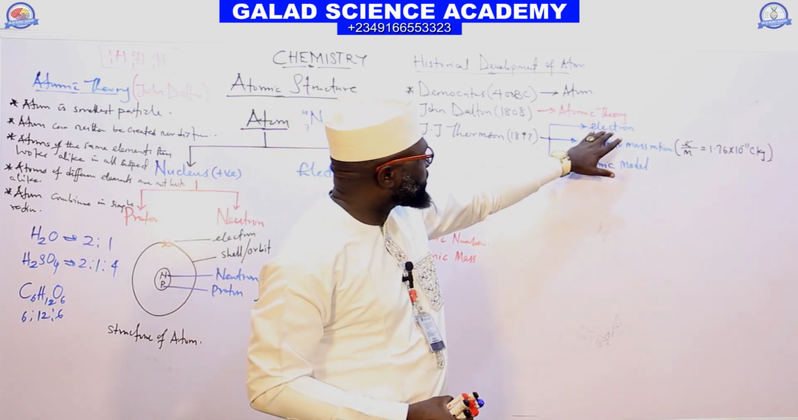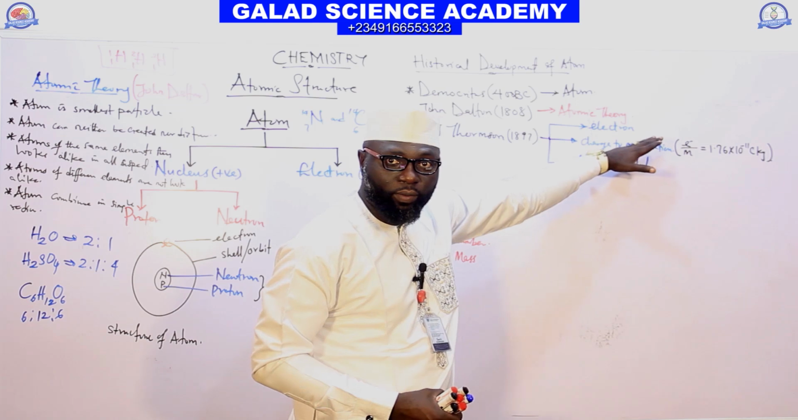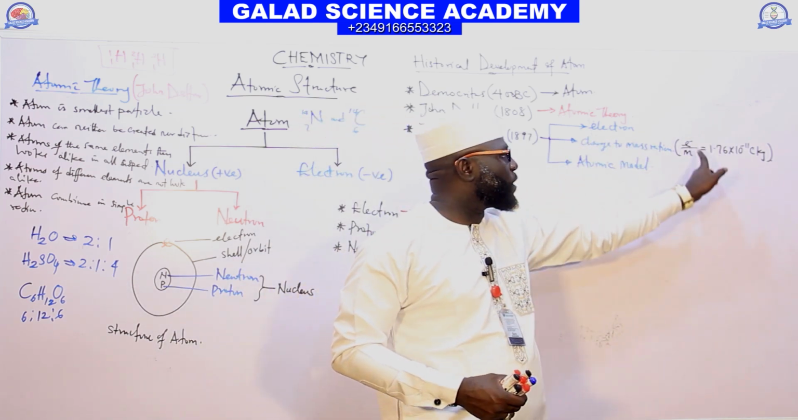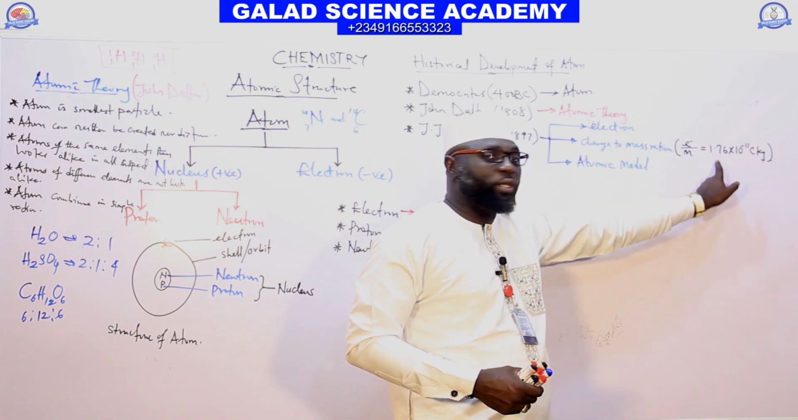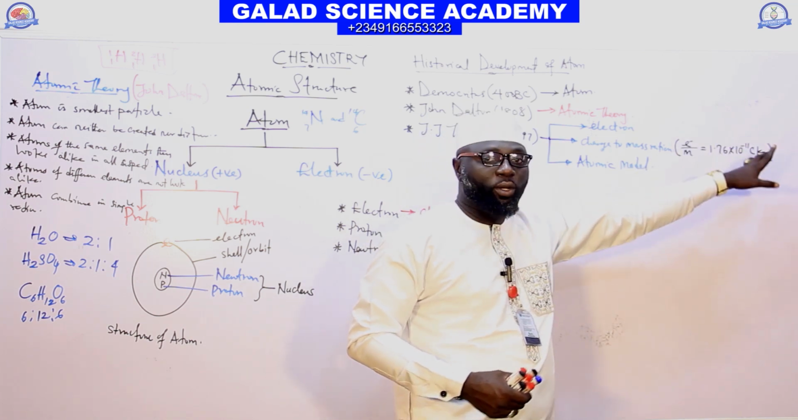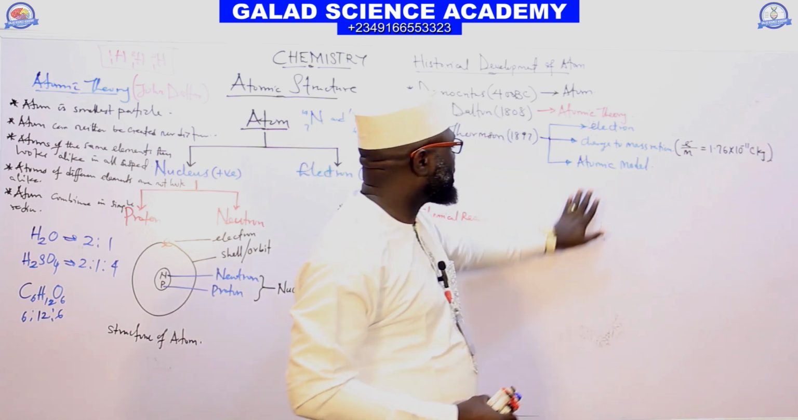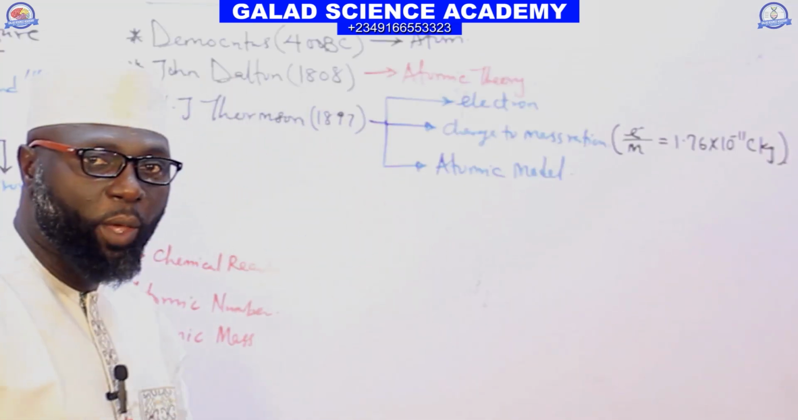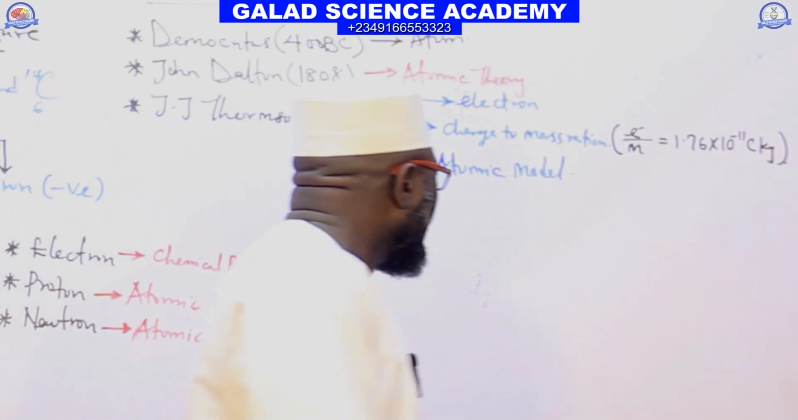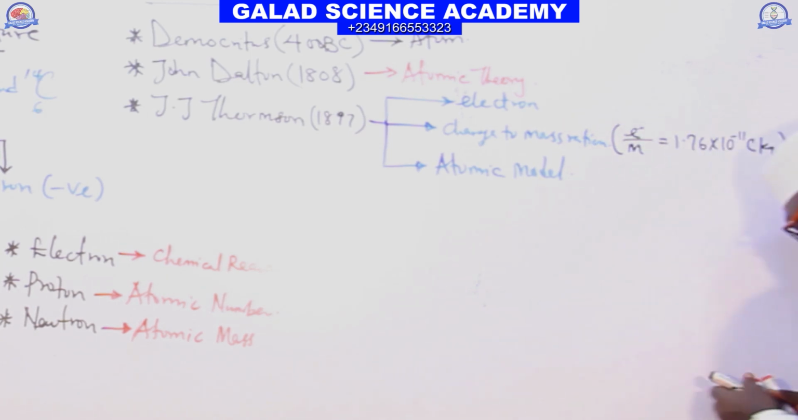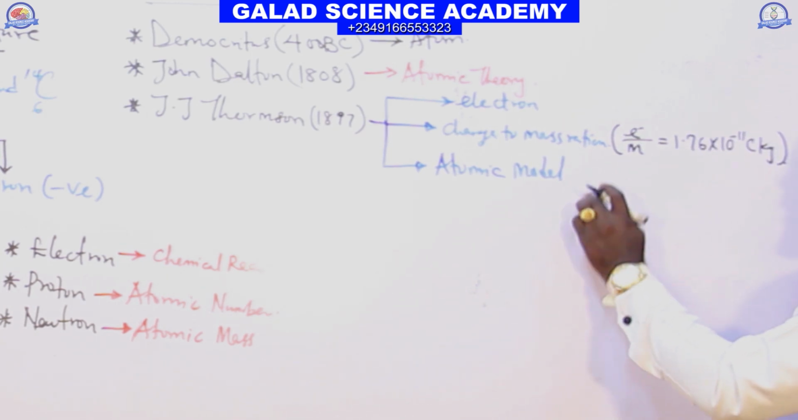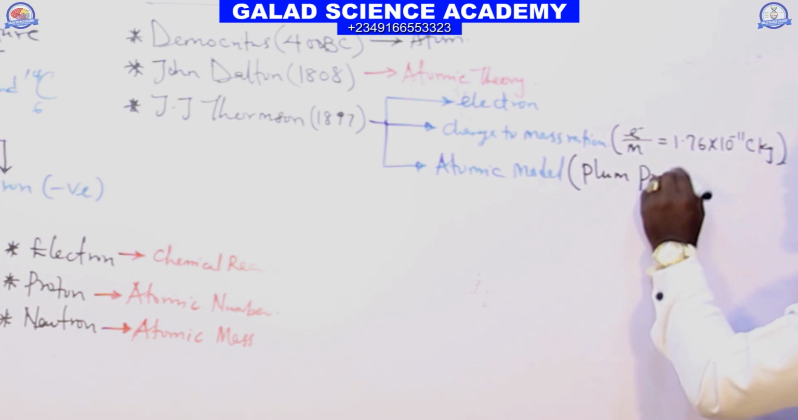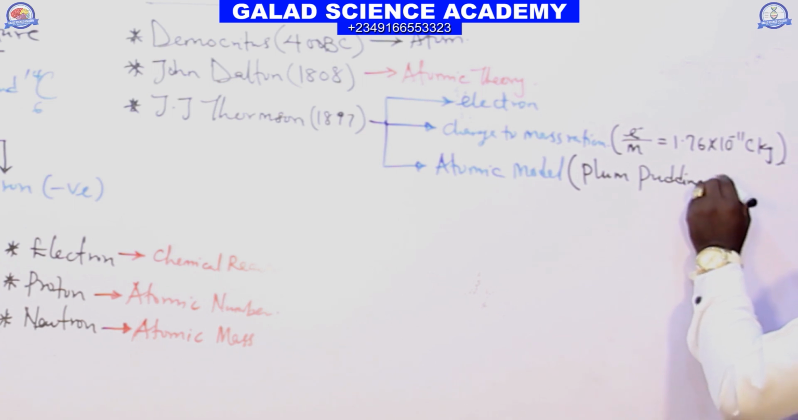Thomson discovered the electron. He also discovered the charge to mass ratio, which is e over m, equal to 1.76 times 10 to the power minus 11. And he also has his own atomic model. The Thomson atomic model is also called the plum pudding model.